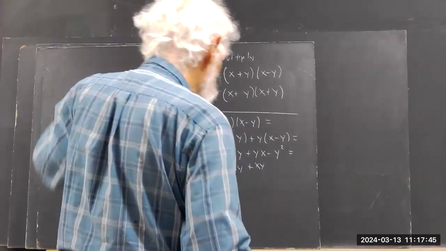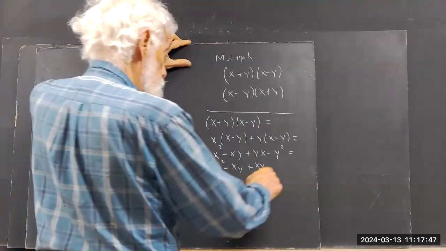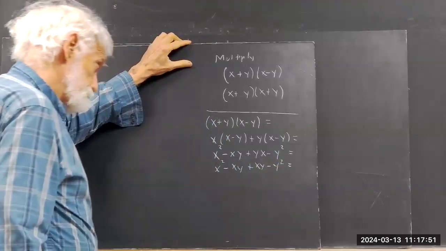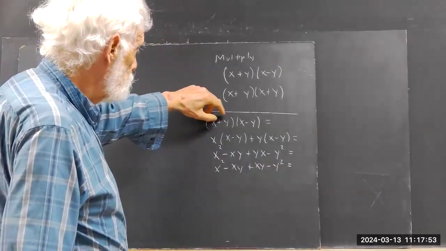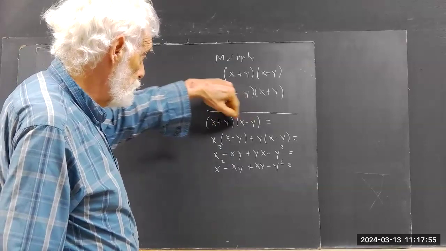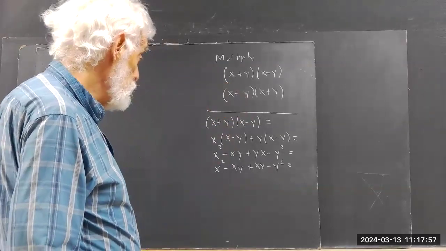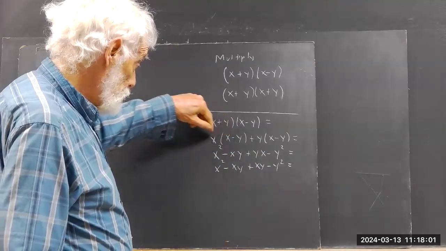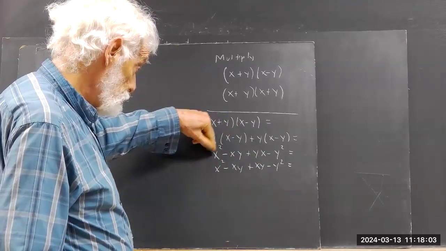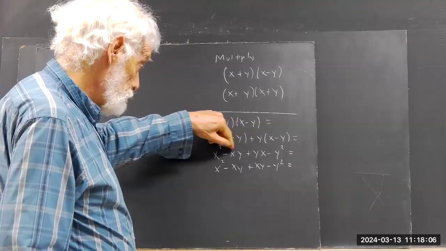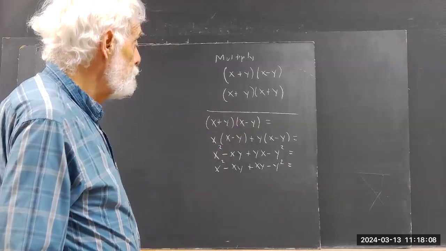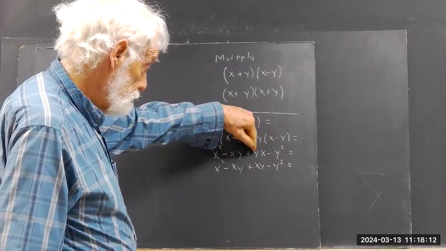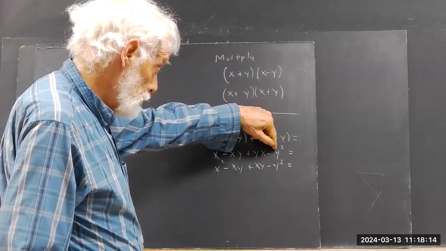They're probably blocking the screen. Okay, so again, x plus y times this is x times this plus y times this. And that's what I've written down here. And then x times x minus y is x times x, which is x squared, minus x times y, which is minus xy. And similarly, y times the quantity x minus y is y times x, minus y times y.